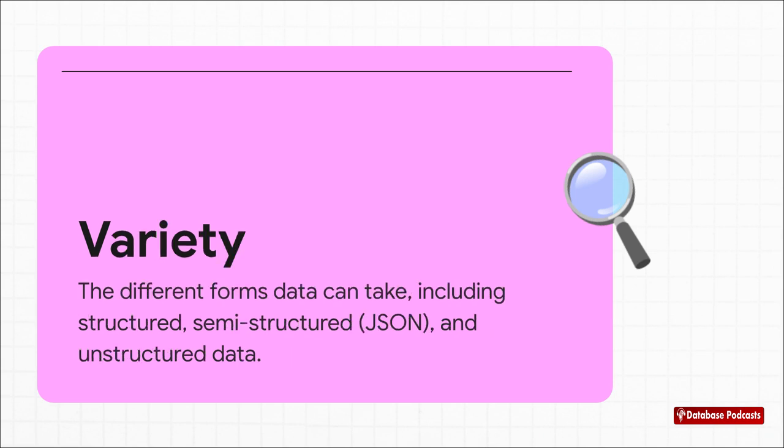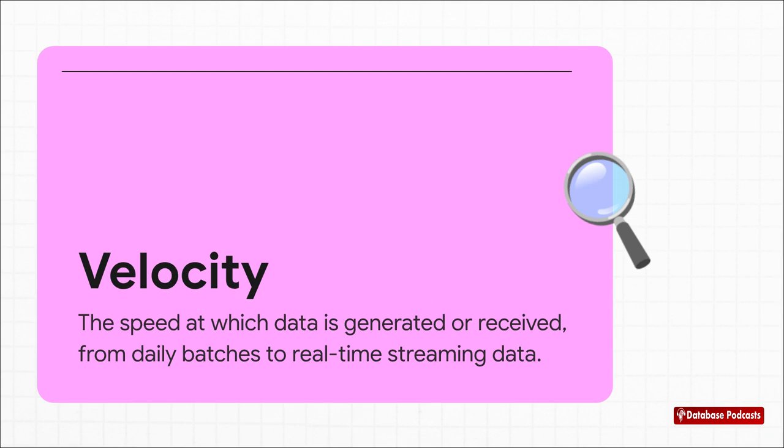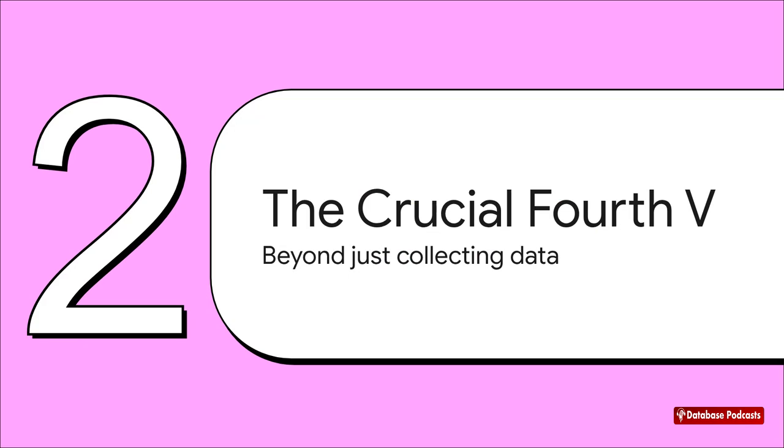Then you've got variety. And this is a big one for anyone used to neat rows and columns. Data today comes in all shapes and sizes, right? We're talking semi-structured stuff like JSON or XML, but also completely unstructured data like images, videos, audio files, the whole shebang. And that brings us to V number 3, velocity. This is all about the speed at which data is hitting us. It could be coming in through big, scheduled nightly batches, or it could be streaming in real time, record by tiny record, just constantly flowing. So let's recap. We've got huge volumes of all kinds of different data, and it's all coming in super fast.